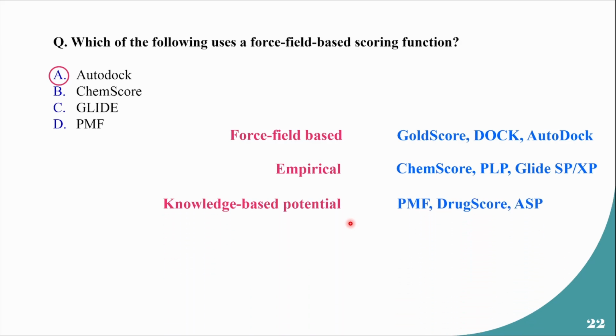And then in the case of knowledge-based potentials, we have potential of mean force, DrugScore, ASP, and these different types of approaches. I think this information was included in Professor Bhumiha's slides. So you can take a look at that to learn other related material on these different scoring functions.